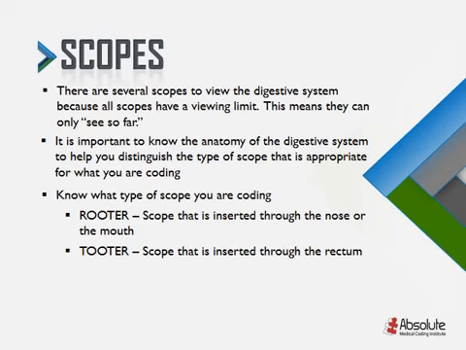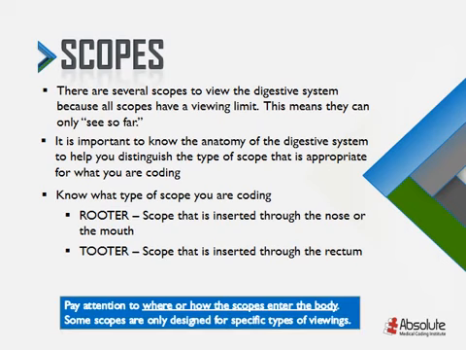One, am I coding for a rooter? Scopes that are inserted through the nose or the mouth are rooters. Or am I coding for a tutor? Am I scoping starting on the behind and through the rectum and working my way up, maybe through the large intestine? A colonoscopy is an example of a tutor, and an endoscopy is an example of a rooter. Pay attention to where or how the scopes enter the body. And remember that some scopes are designed for specific types of viewing.